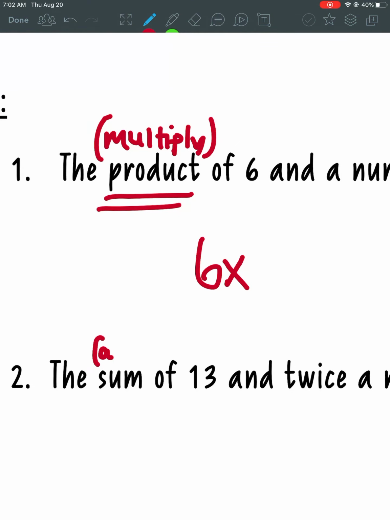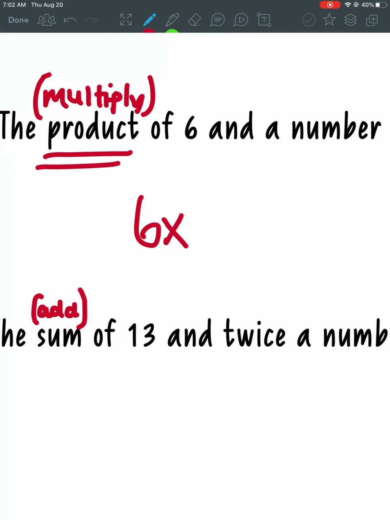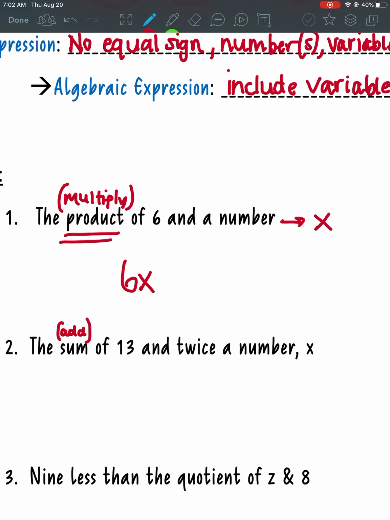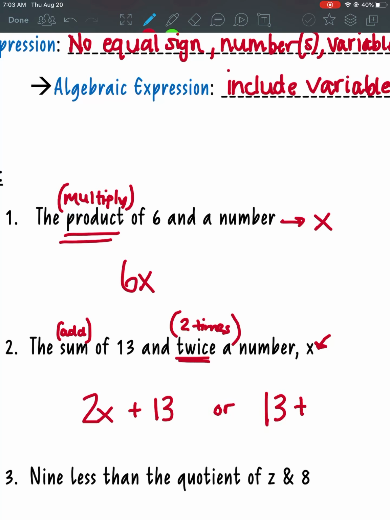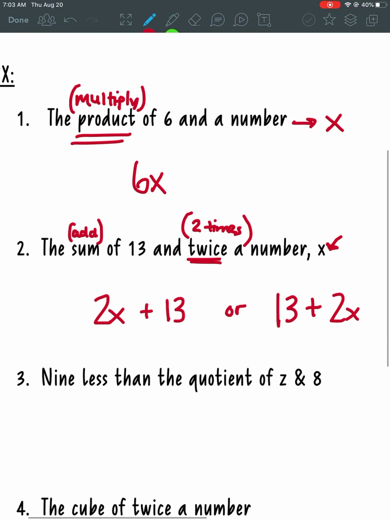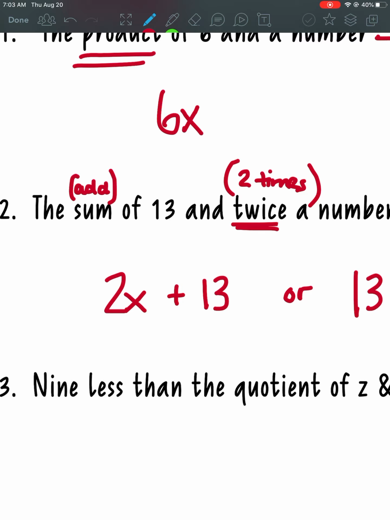The sum, so sum is a key word for, we know that means add, of 13, and twice a number. Here it does tell us our variable x. Twice means 2 times that number. So we'll have to do 2 times that number and then add 13. So 2x, I'm going to squeeze them right next to each other, plus 13. Okay, with addition, we can write them either way, so we could say 13 plus 2x, it's the same thing, but usually we always put the coefficient variable first and then constant last.